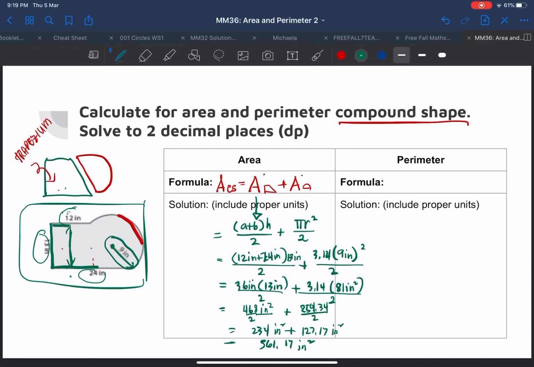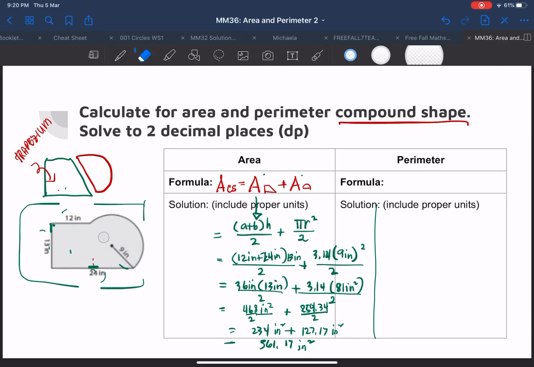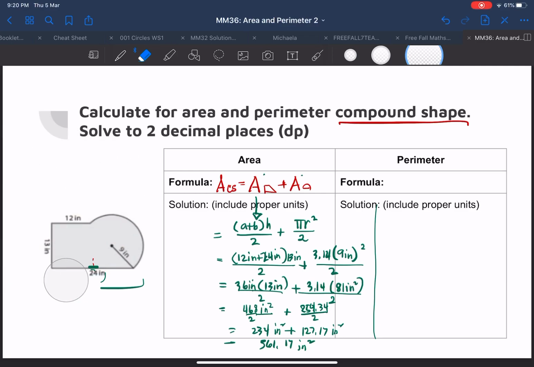Now let's look at the perimeter. Again, let's look at the original shape. Remember, perimeter is the outline. We do not include the inside, only the outside. So this is part of the perimeter. Do not include this, because it's inside. We want the outside, the outline of the shape. So what do you see?